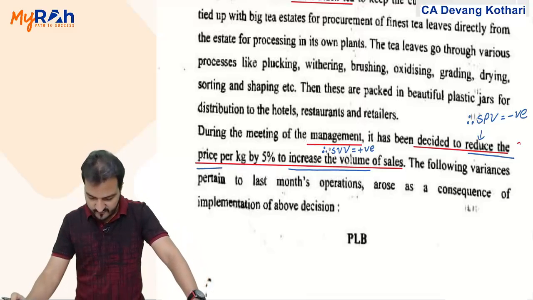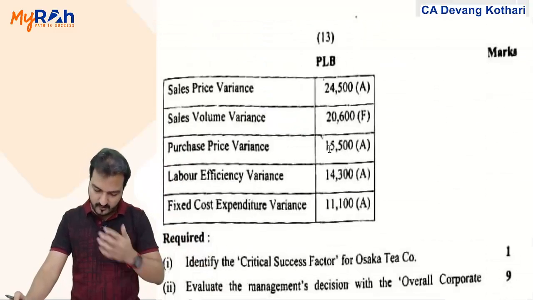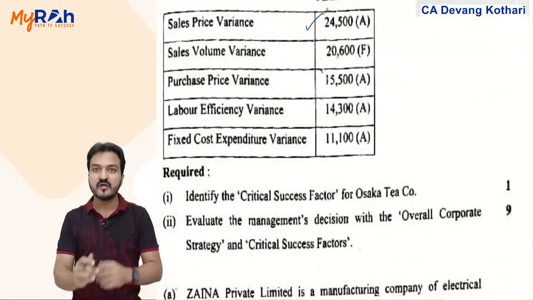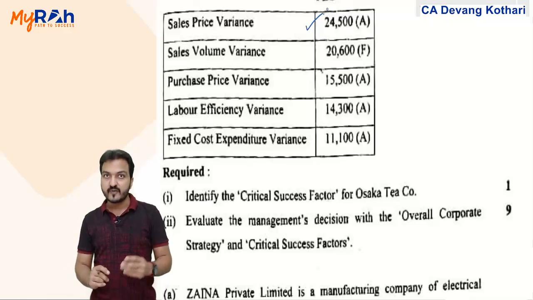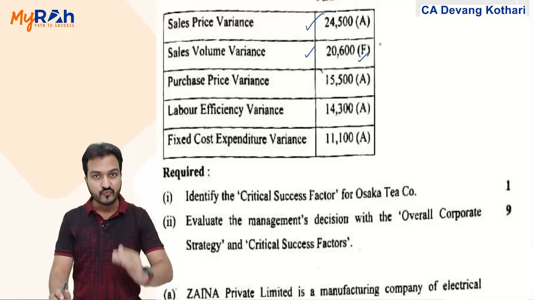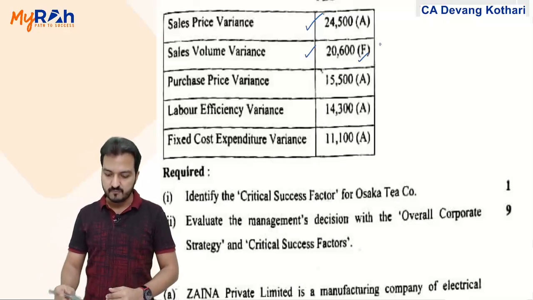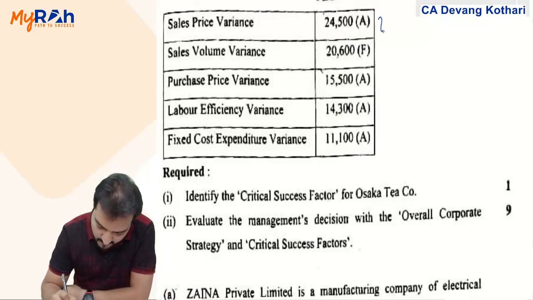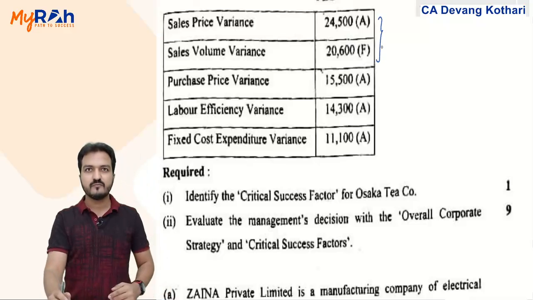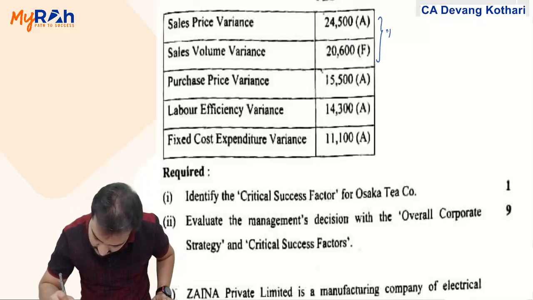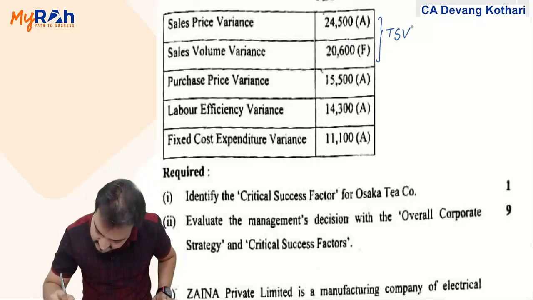Yes, let's see what variances did they get. Notice, yes, they are getting sales price variance adverse because the price is decreased. Yes, they are getting sales volume variance favorable because volume will increase. But if you notice the overall impact of that sales volume variance, net effect gives me total sales variance.